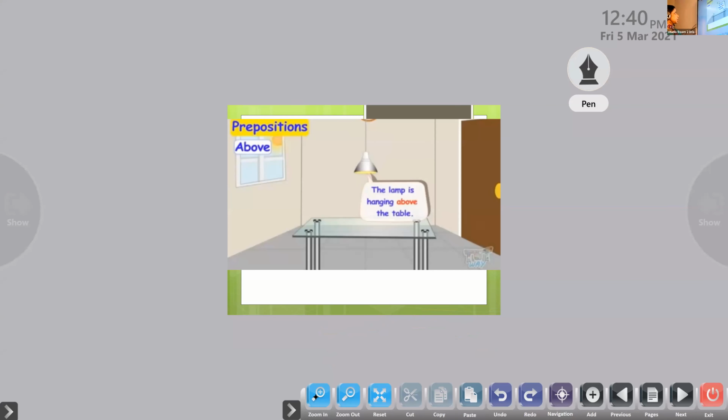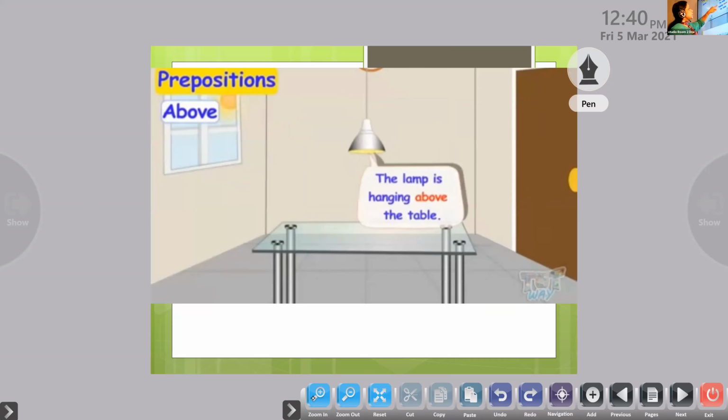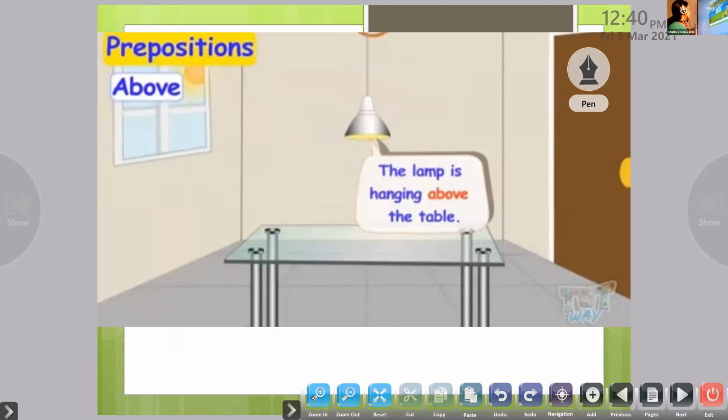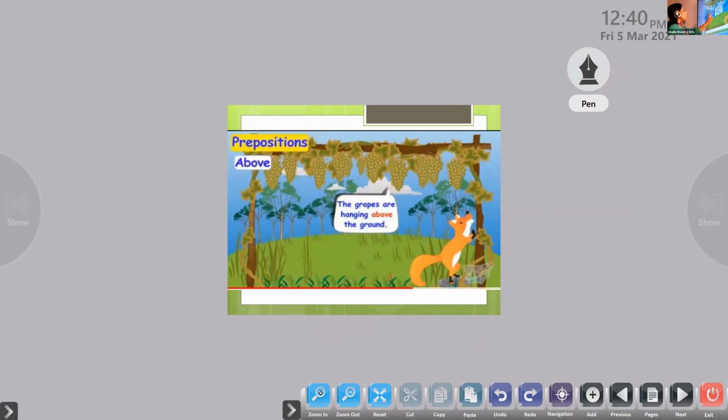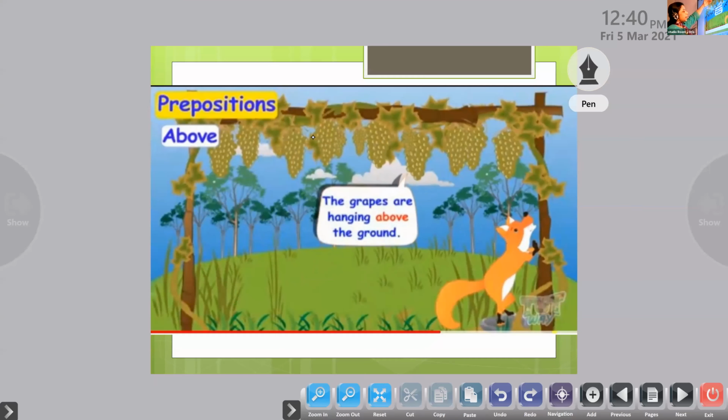Then one more preposition is there, above. If something is above, we use the preposition above. This example is very clear to all of you. The grapes are hanging above the ground. Can you see? Where are the grapes here? The grapes are hanging above the ground. So these are the prepositions which tell us the position of a noun or a pronoun.